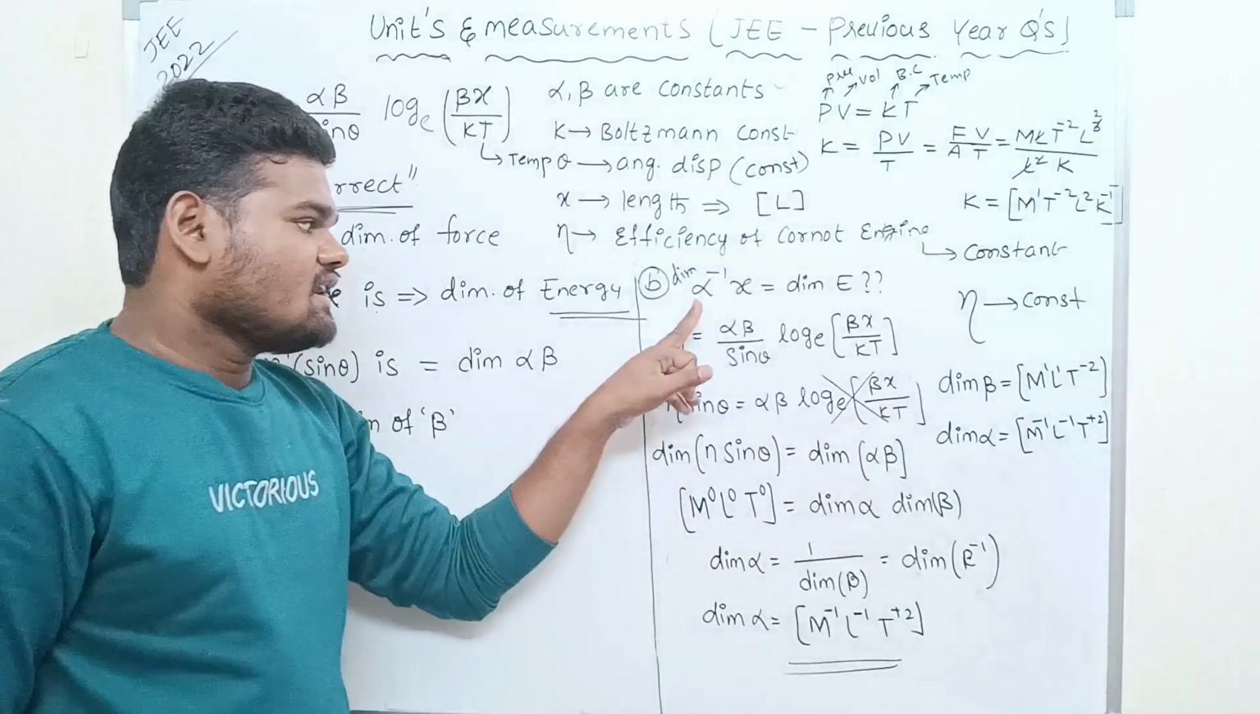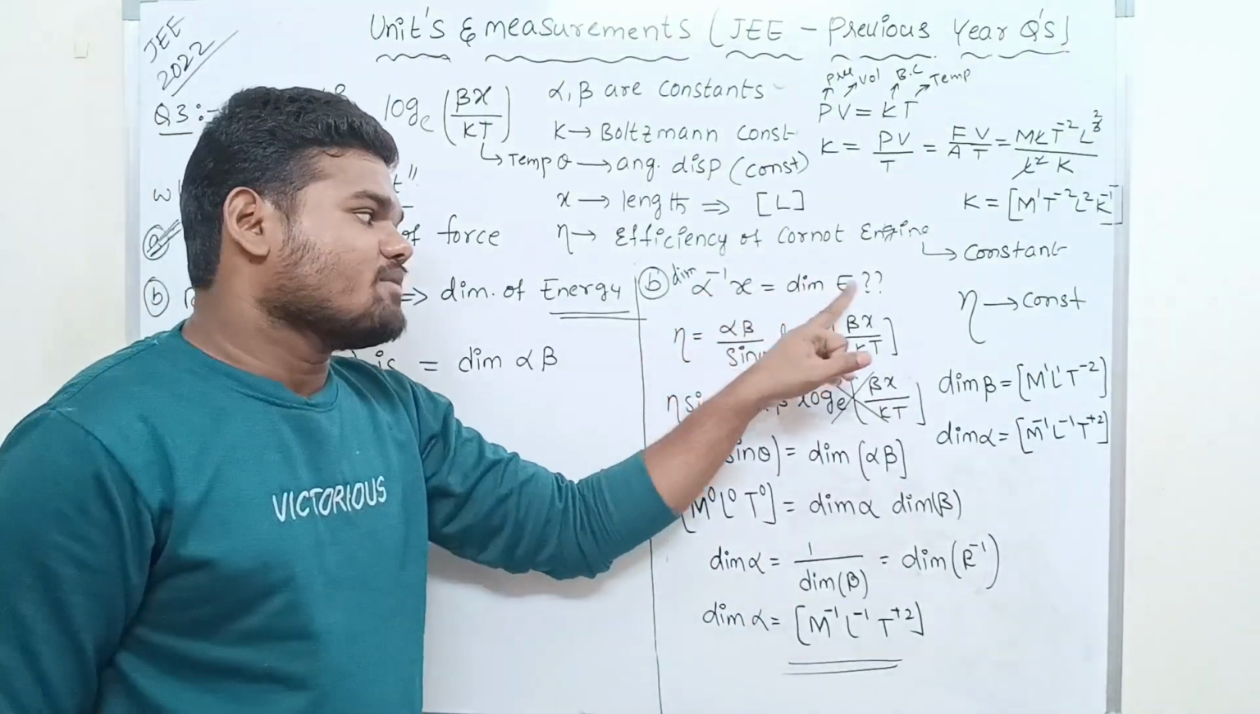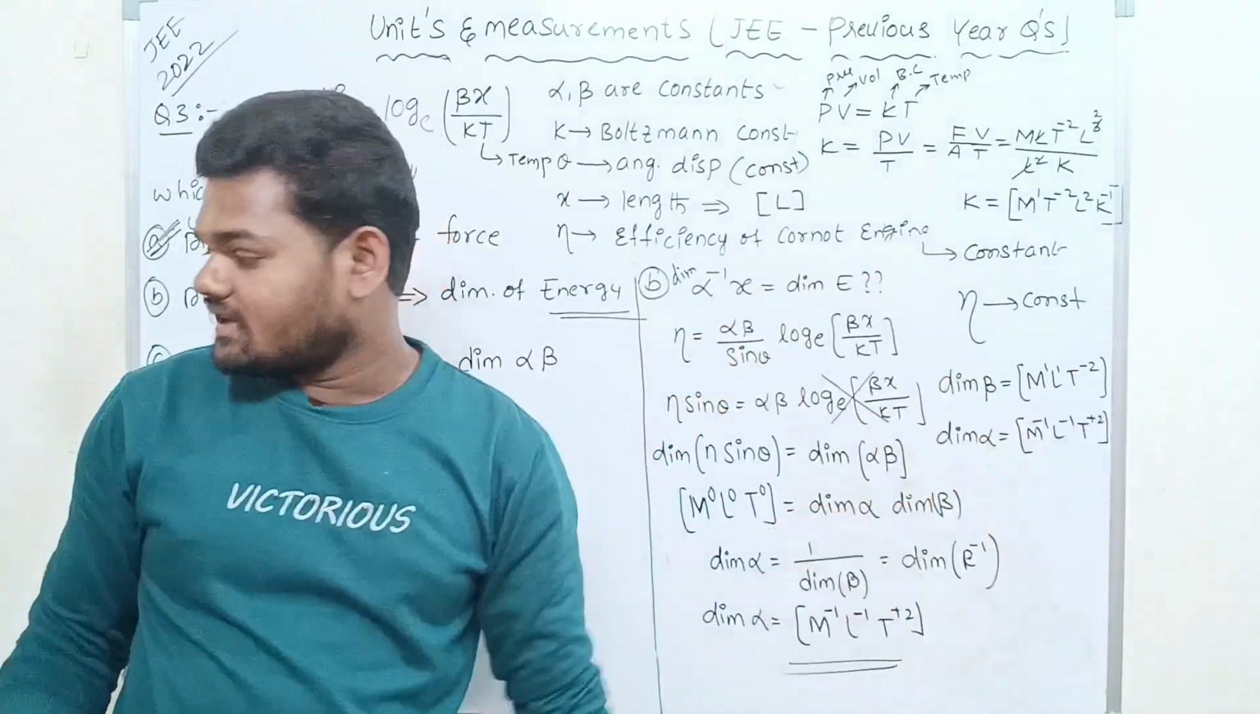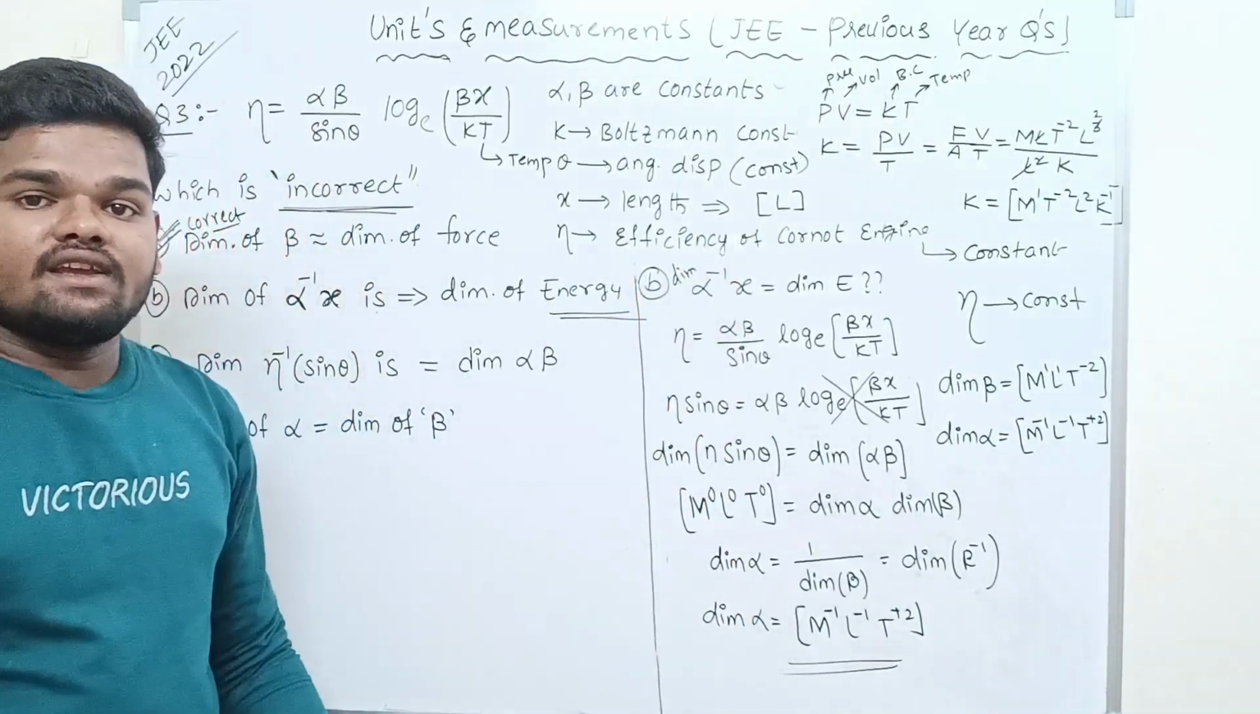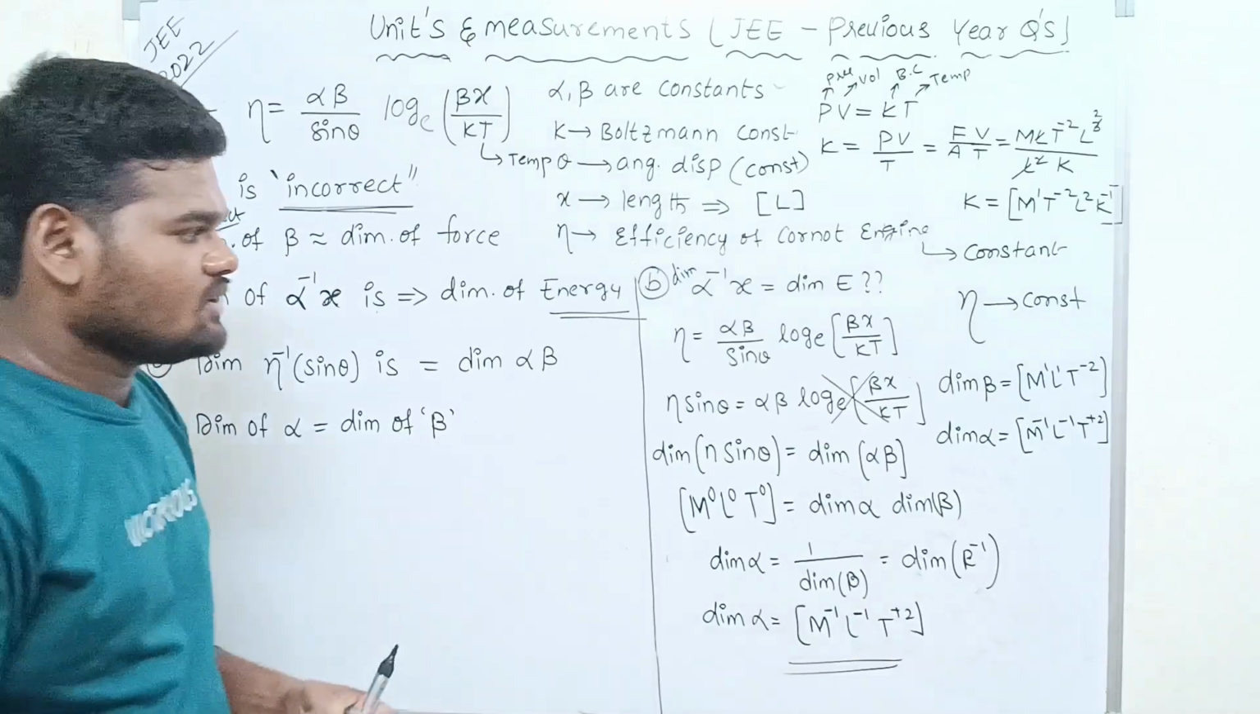Now we have to check whether the dimension of alpha inverse of x is equal to the dimension of E or not. Have a look. Pause the video and write the solution. 3, 2, 1, go.